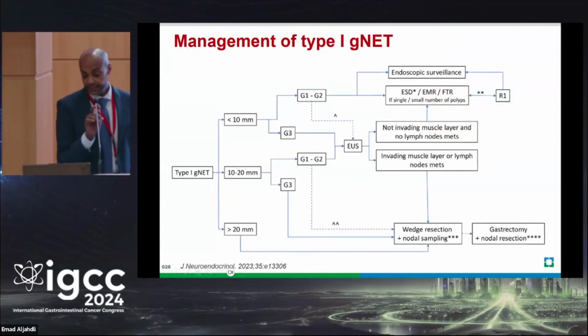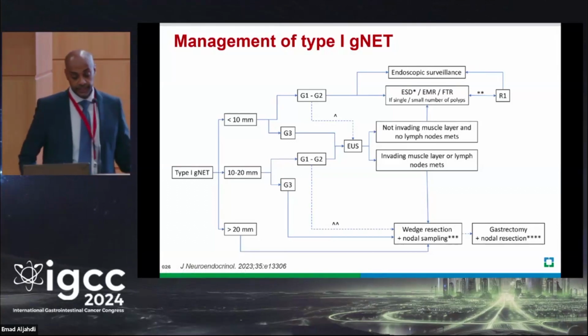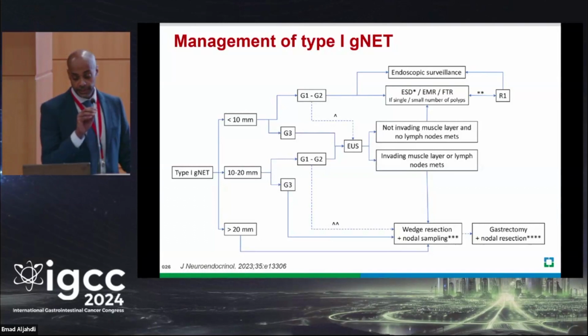Okay, so this is the diagram for type 1 management. If the lesion is less than a centimeter and you have a low grading of G1 or G2, then endoscopic resection is the way to go. And as long as the margin is negative, it's fine. If it's positive, then we still do a step-up approach, as I said.